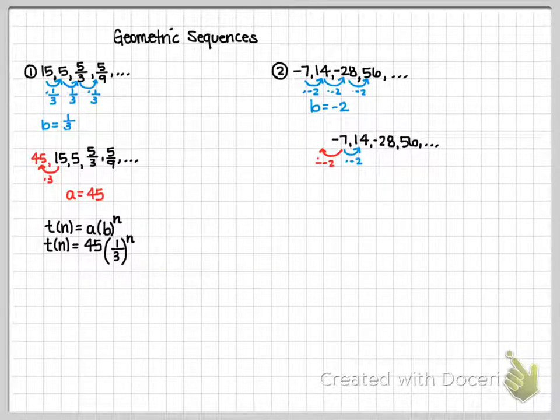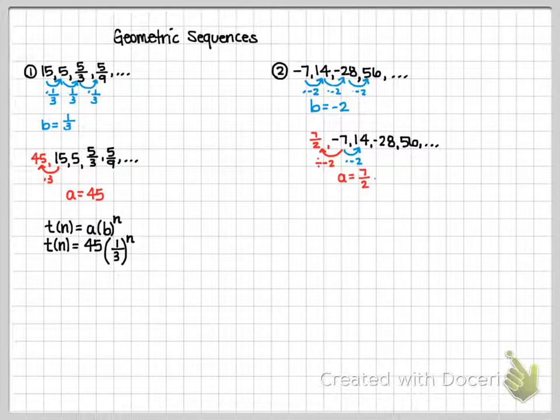-7 divided by -2 is going to give me a positive number, and it doesn't go in evenly, so I'm just going to refer to it in fraction form as 7/2. So my A, or my 0th term, is going to be 7/2.